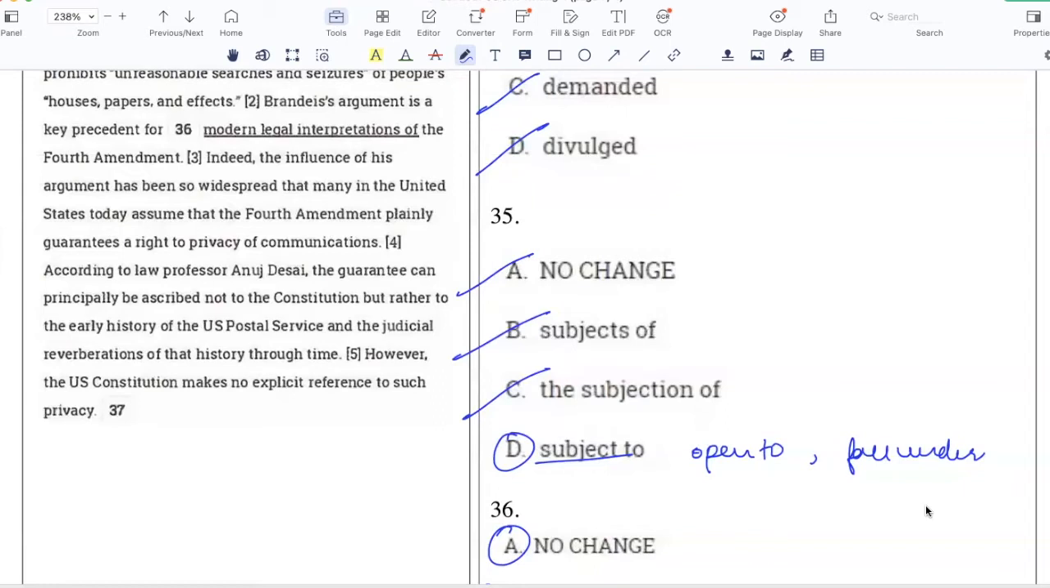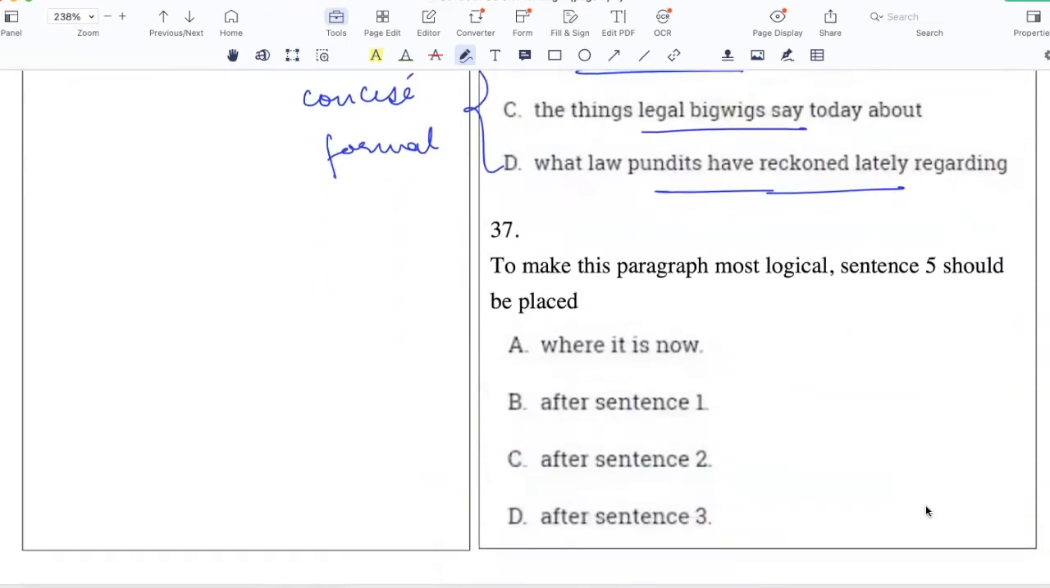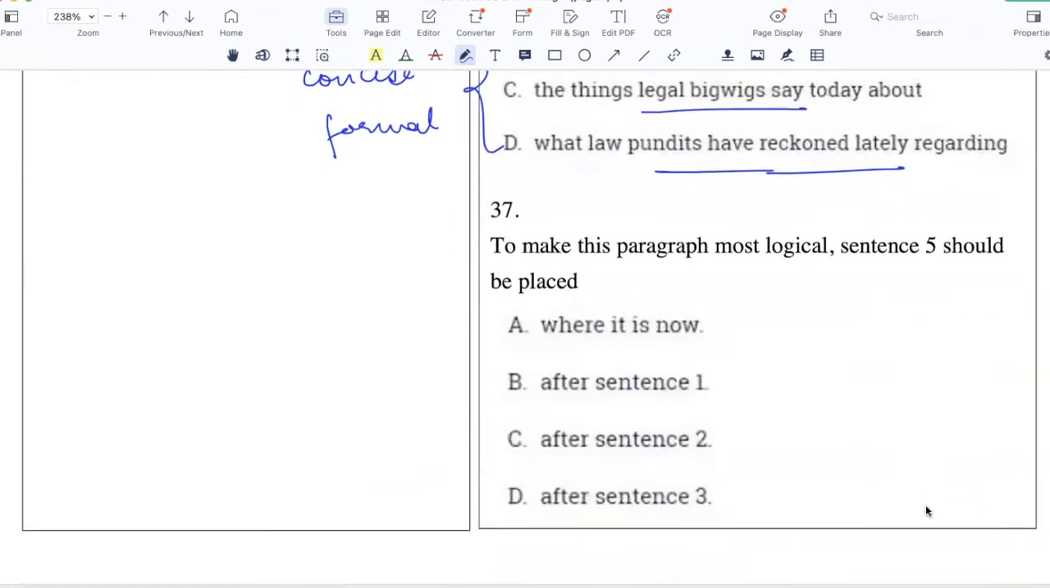Indeed, the influence of his argument has been so widespread that many in the US today assume that the Fourth Amendment plainly guarantees a right to privacy of communication. According to law professor Anuj Desai, the guarantee can principally be ascribed not to the Constitution, but rather to the early history of the US Postal Service and the judicial reverberations of that history through time. However, the US Constitution makes no explicit reference to such privacy. To make this paragraph most logical, sentence 5 should be placed where?